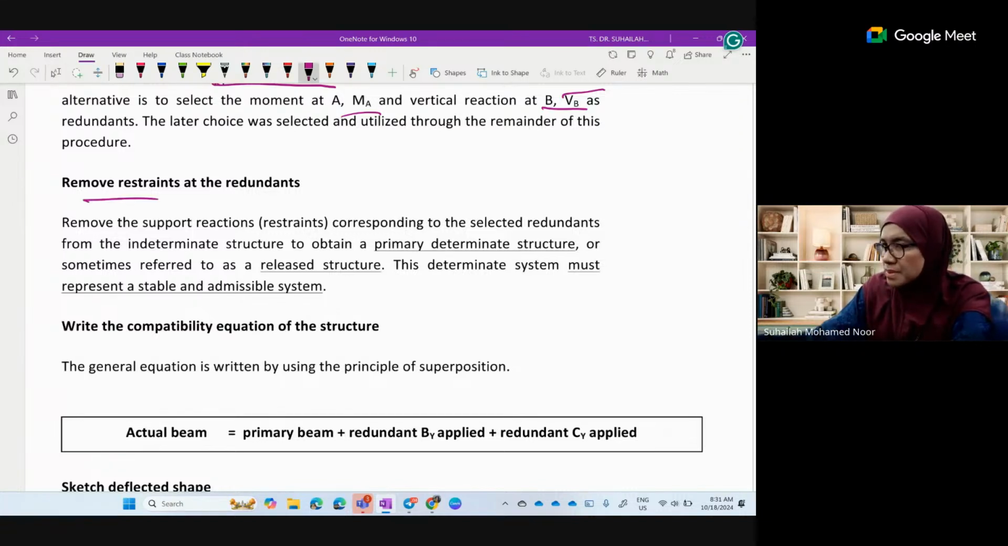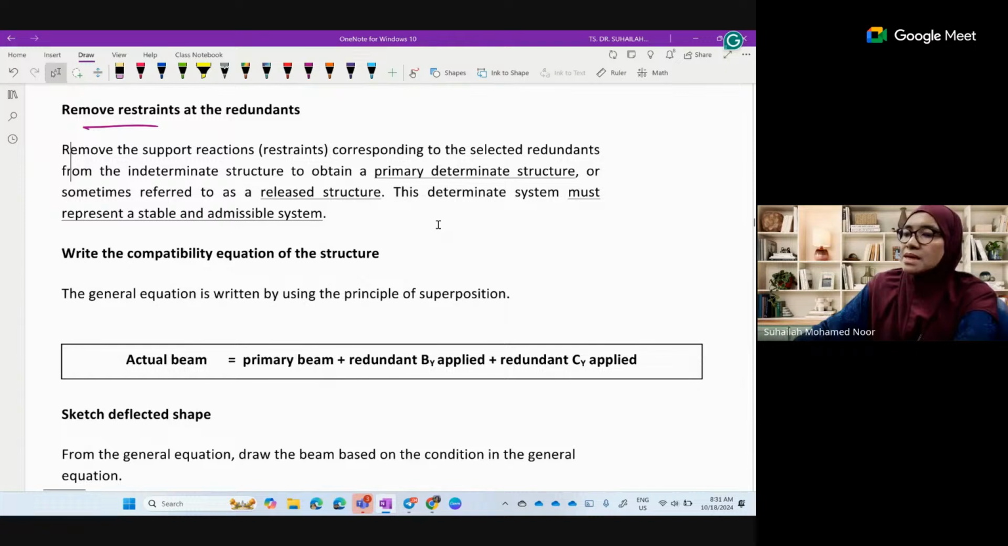Remove restraint at the redundant means we remove BY, we remove CY, and when we remove both redundant, the system will be the primary beam. Okay, it is called as primary beam. Primary beam yang ni primary beam. Actual beam is indeterminate structure.